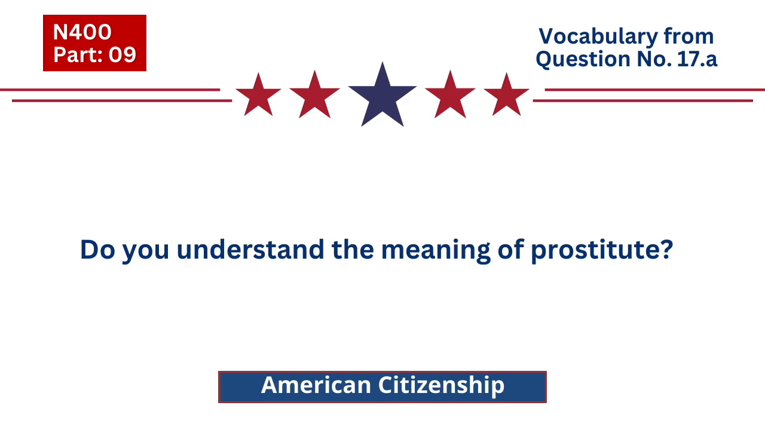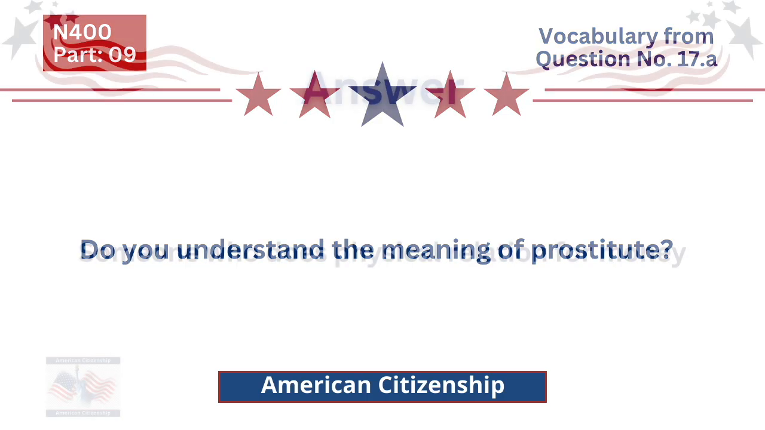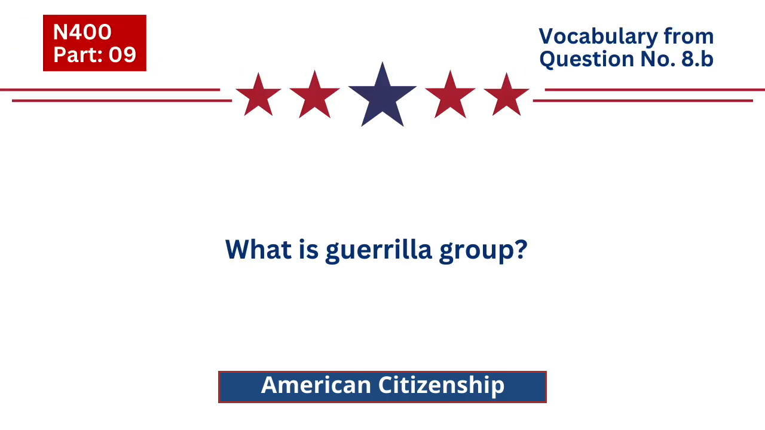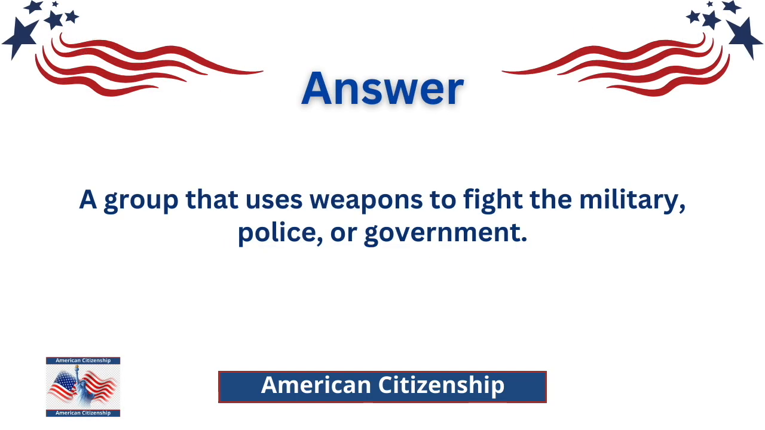Do you understand the meaning of prostitute? Someone who does physical relation for money. What is guerrilla group? A group that uses weapons to fight the military, police, or government.